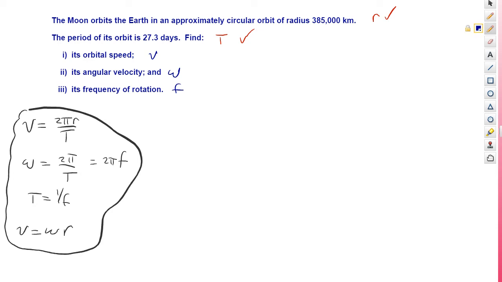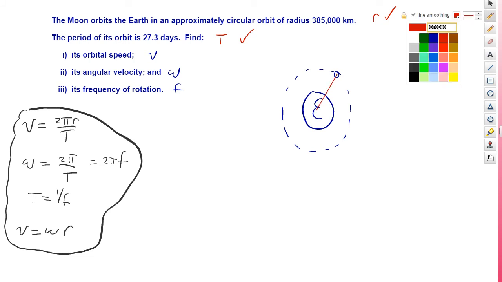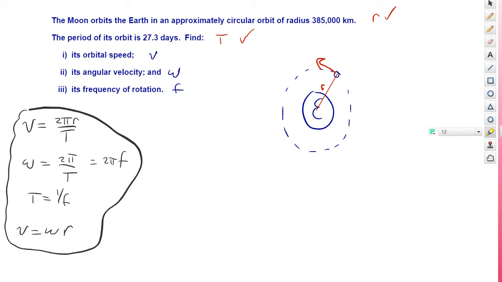Well, always good to have a little bit of a diagram going on. So there's the Earth and there's the Moon kind of going around and around. It's got a radius of, let's just call that r there. Well, the first question is how fast is it going round? We can straight away just pick that first equation there, v equals 2 pi r over t.